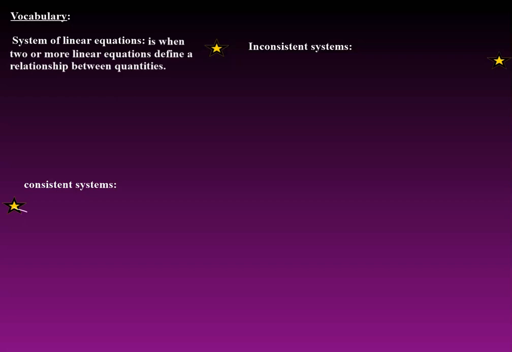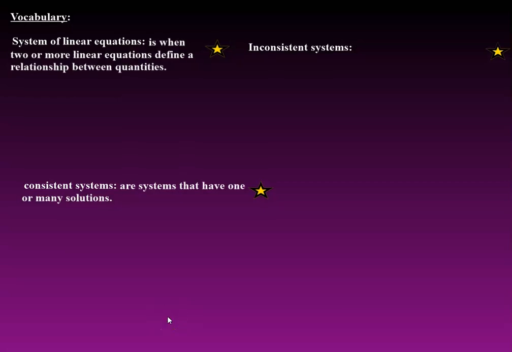Consistent systems are systems that have one or many solutions. Inconsistent systems are systems with no solutions.